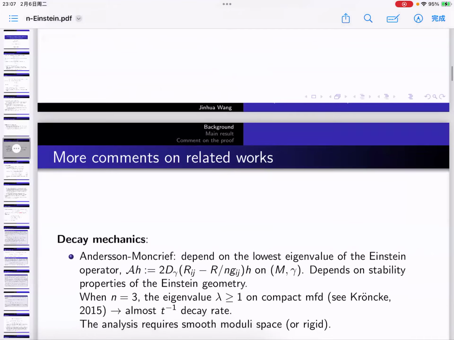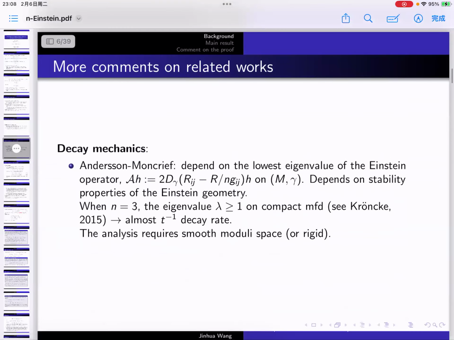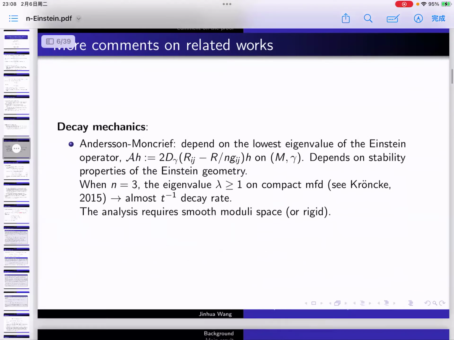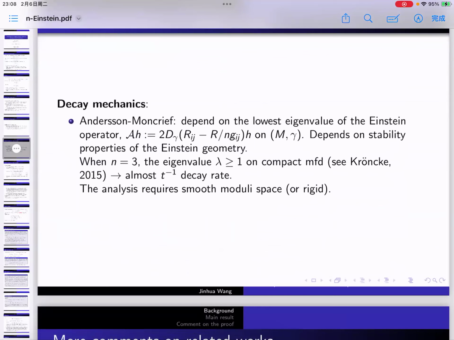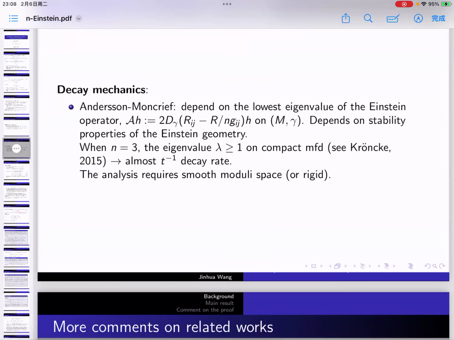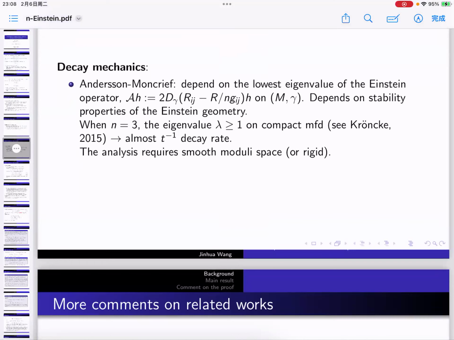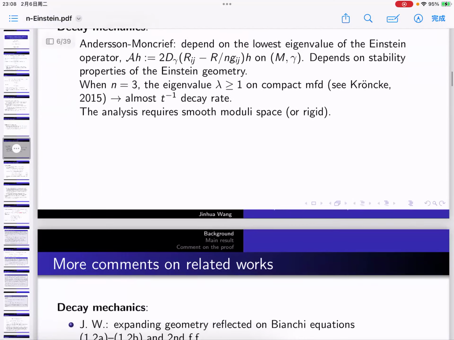And I would like to talk more about the decay mechanics in these works. In the work of Andersson and Moncrief, the decay of gravity actually depends on the lowest eigenvalue of the Einstein operator, namely the linearization of the trace-free part of the Ricci tensor. And in particular, when n is 3, the lower bound of the eigenvalue is 1 on the compact manifold, and this will give almost t^-1 decay rate. And moreover, because of this method, this analysis requires smooth moduli space.